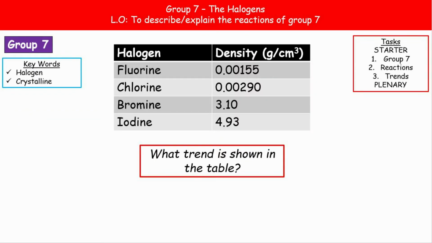This table that I've given you then is the density of the different halogens. So I've given you density of four of the halogens there. What I want you to do is write down a sentence to sum up the trend in density.